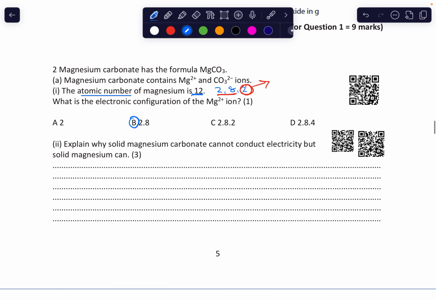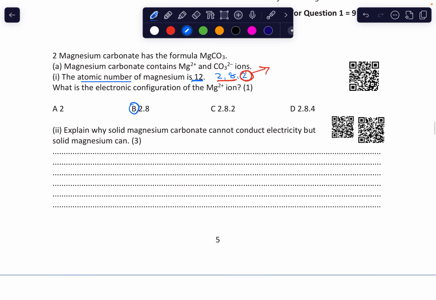Explain why this solid magnesium carbonate cannot conduct. So let's deal with the magnesium carbonate first. So why does this not conduct? This is because it is an ionic substance, as a solid. The ions are not free to move. So those charged particles can't move and therefore will not conduct.